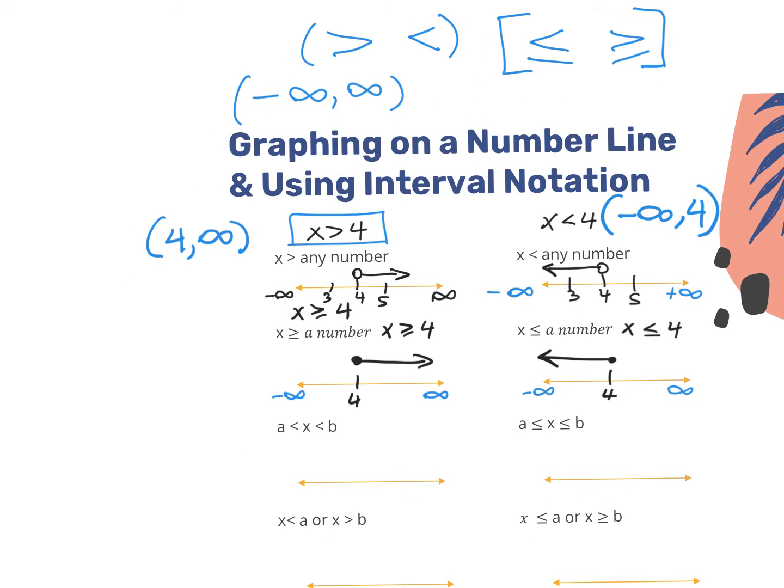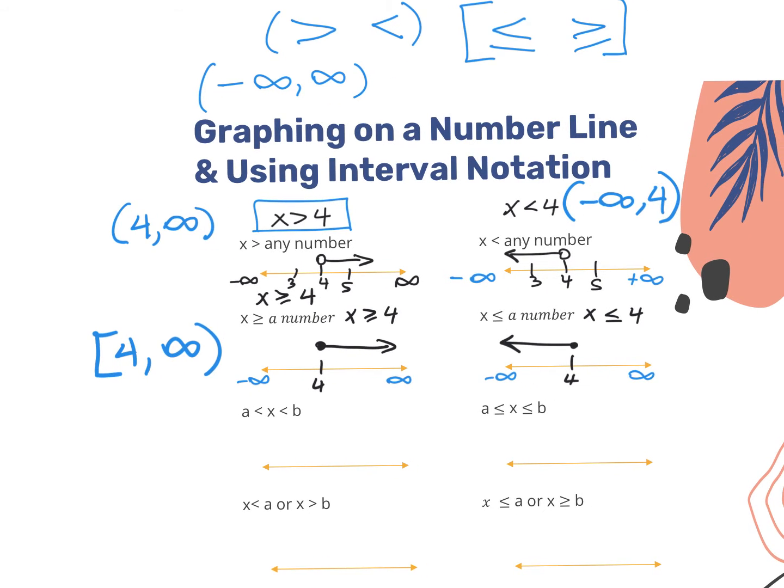For the greater than or equal to, it'll be a bracket around the 4, and it points to infinity. Infinity and negative infinity always get a parentheses. For the less than or equal to, negative infinity is what I come to first, then the 4. Negative infinity gets a parentheses, and because it's less than or equal to, the 4 gets a bracket.